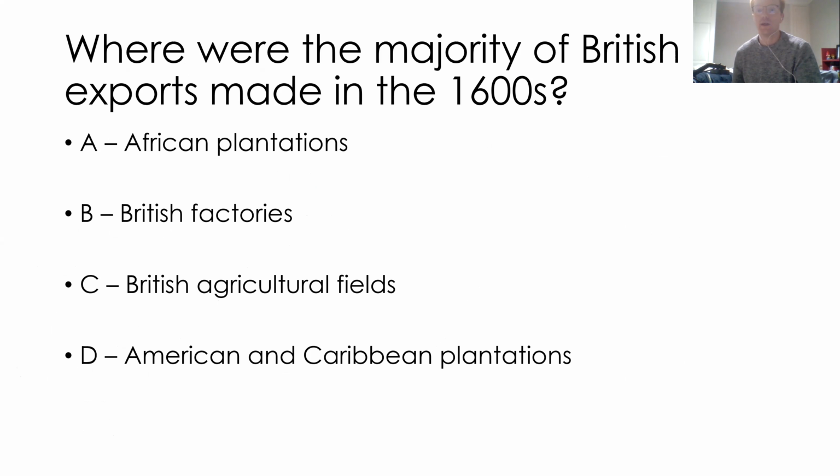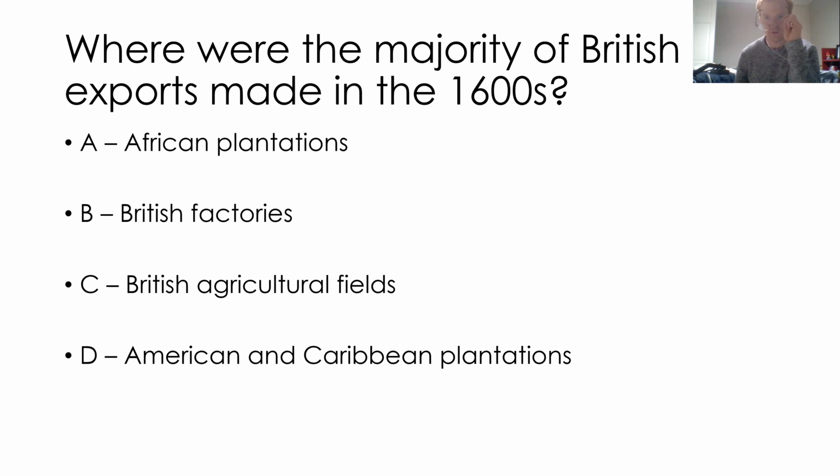So what I'd like you to do now is have a go at answering this question. You've got a multiple choice there. Where were the majority of British exports made in the 1600s? A, African plantations. B, British factories. C, British agricultural fields. Or D, American and Caribbean plantations.